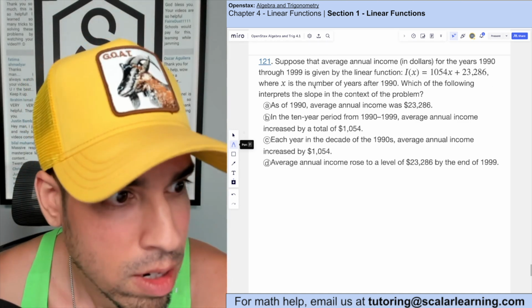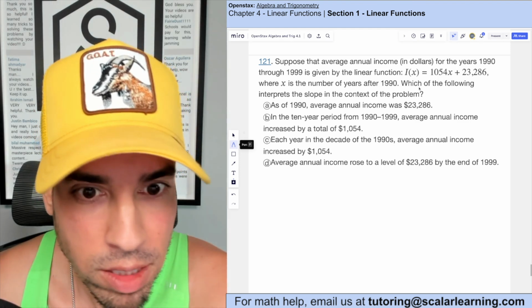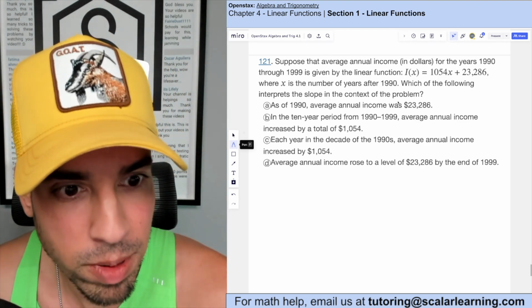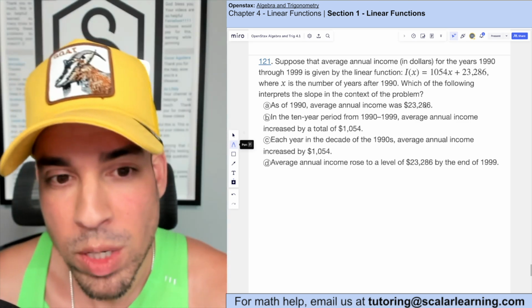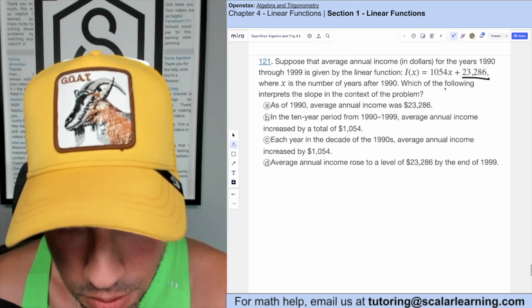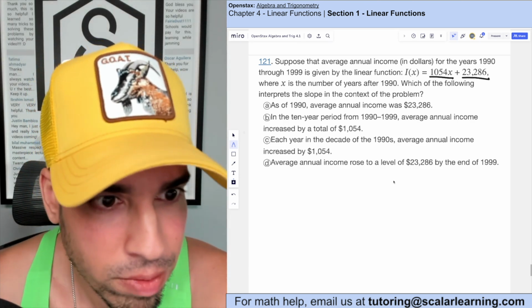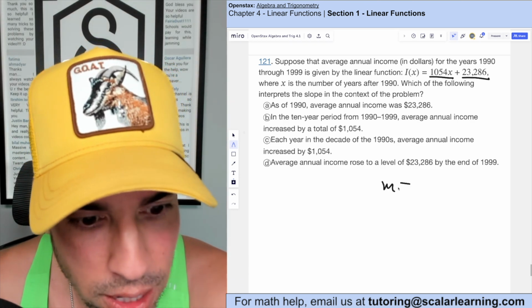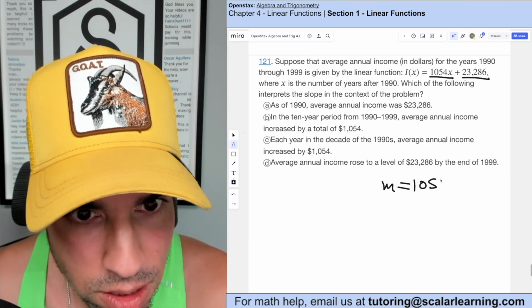Suppose that average annual income in dollars for the years 1990 through 1999 is given by the linear function, this guy, where x is the number of years after 1990. Which of the following interprets the slope in the context of the problem? So before we read the choices, what is the slope? Well, the y-intercept is this constant by itself, and the slope is 1,054. So that's very important. So we know that any correct answer needs to be talking about this 1,054.